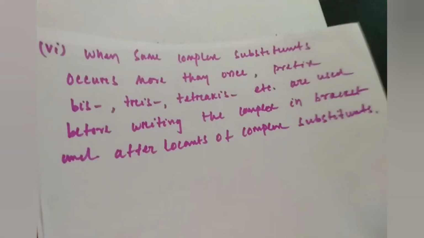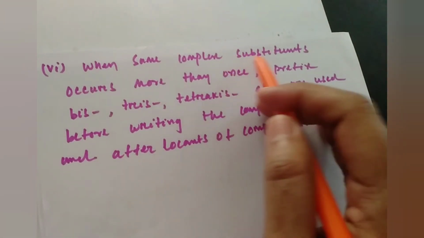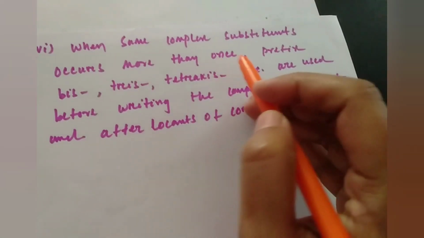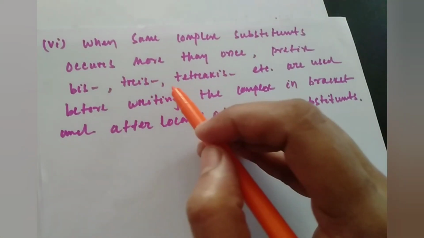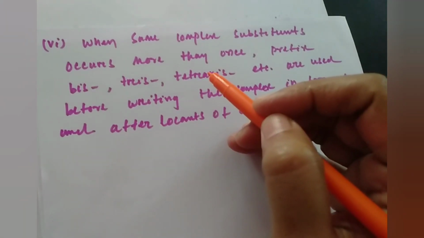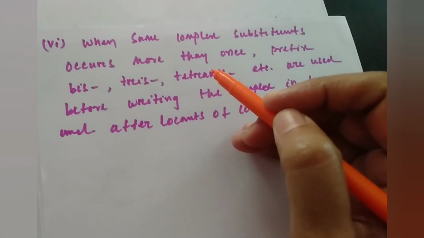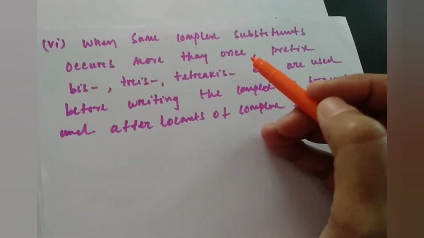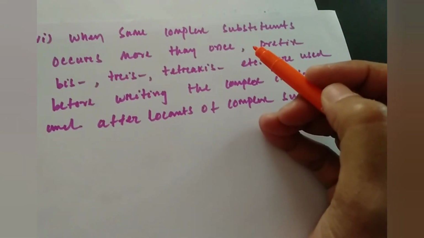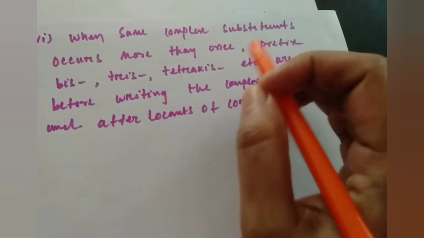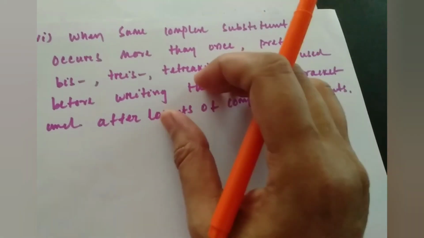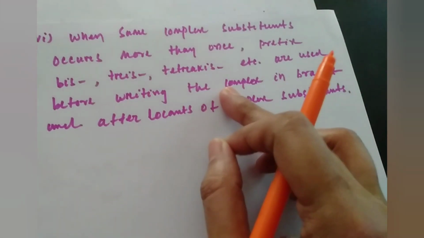Now the next point is when some complex substituents occur more than once, prefix by. जैसे हम बोलते हैं कि एक compound में 2 methyl group हैं, we can write dimethyl, या 2 chloro हैं, we can write dichloro, 3 bromo हैं, you can write tribromo etc. Similarly, a complex substituent, if you have one, उसका भी एक example मैं लेके आपको समझाऊंगी.